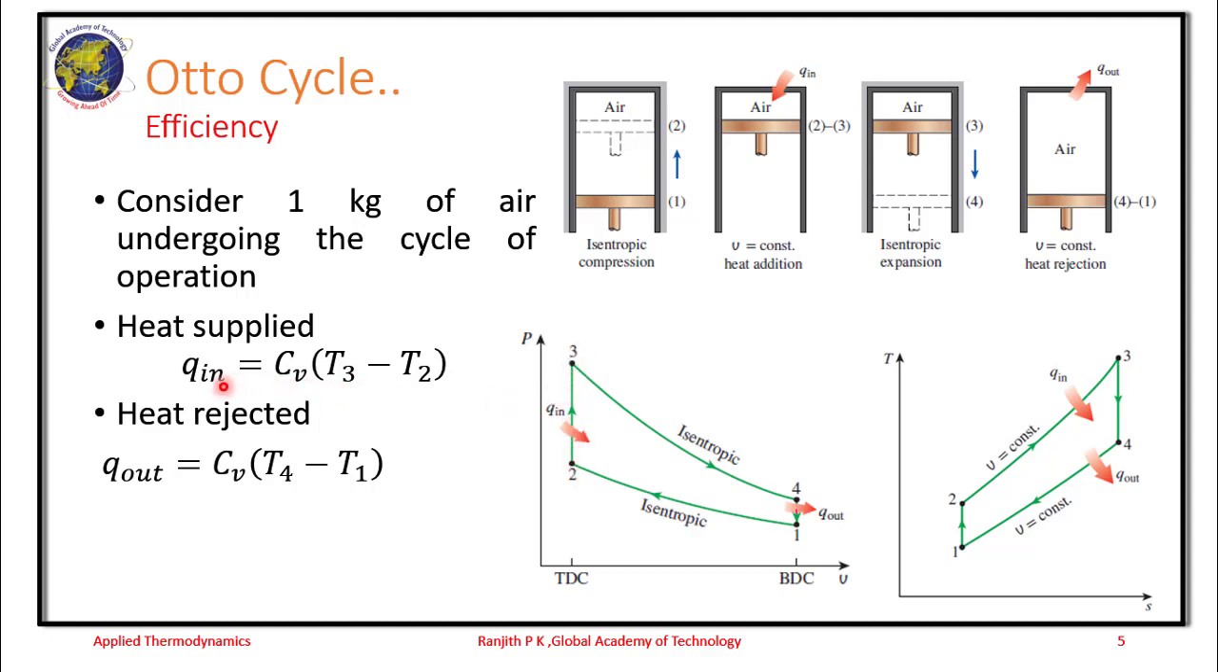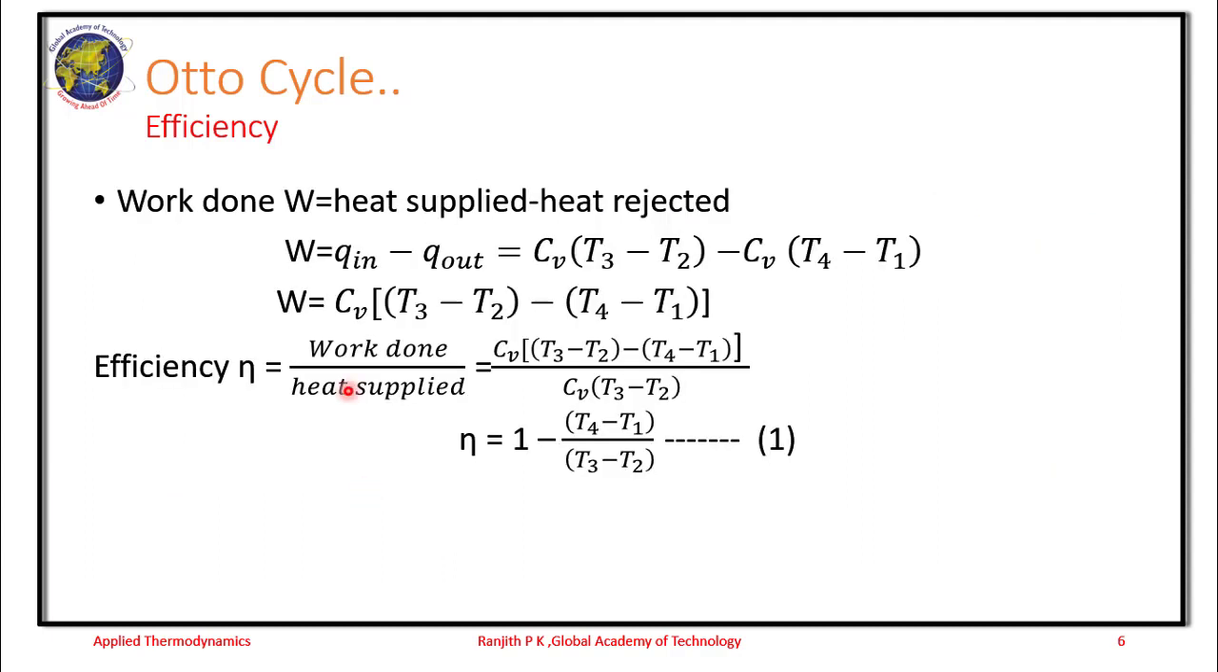So we have the heat supplied equation as Cv into T3 minus T2. Similarly, the heat rejected, the isochoric heat rejection process is 4 to 1. So the heat rejected is Cv into T4 minus T1. The net work done is written in terms of heat supplied and heat rejected, that is W is equal to Q in minus Q out.